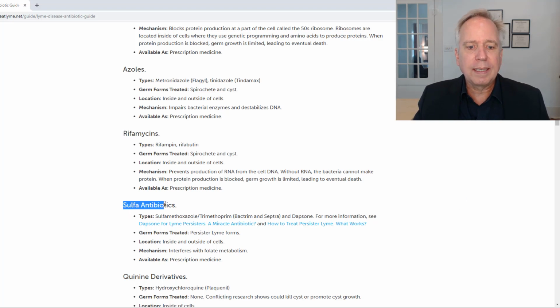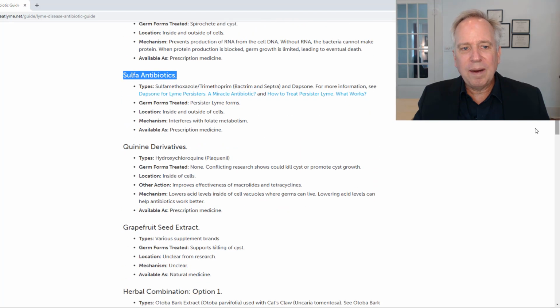Another family of antibiotics that can be used, and mainly I might use this if I was trying to think about designing something to treat persister Lyme. There's a group of antibiotics called the sulfa antibiotics. These would be things like Bactrim or Septra. Also the generic form of those, something called sulfamethoxazole and trimethoprim.